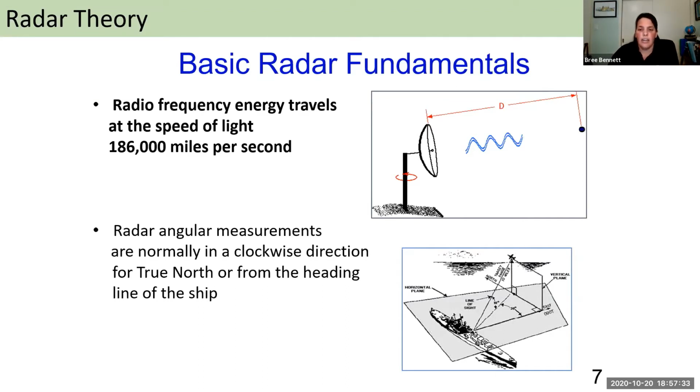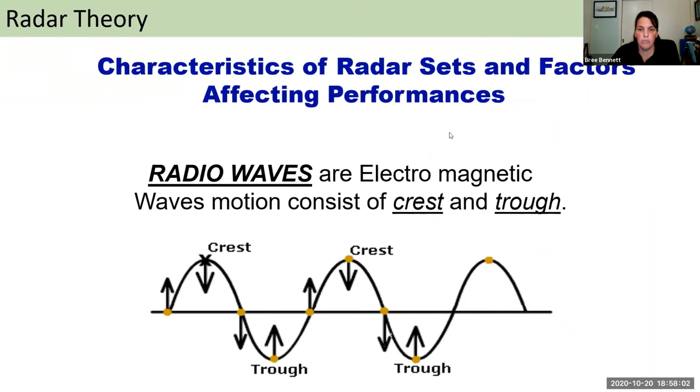Yes. The angular measurements are clockwise from true north or from the heading of your vessel, which I think we'll talk about in week 4, the different types of head up, north up, stabilized, unstabilized, different sorts of ways we can set up our radar. But yeah, it's always measured clockwise, so you always see it moving around.